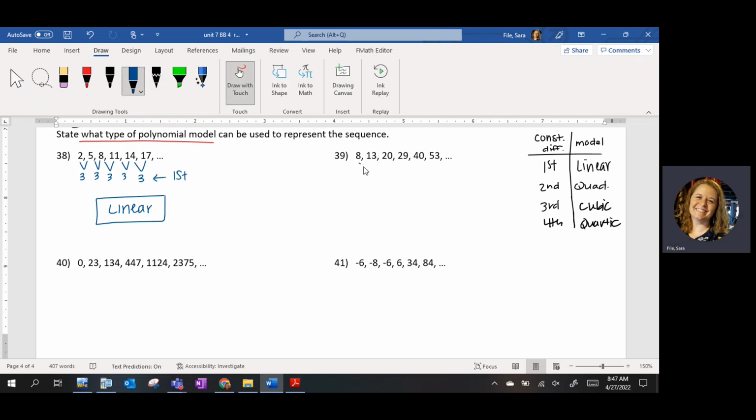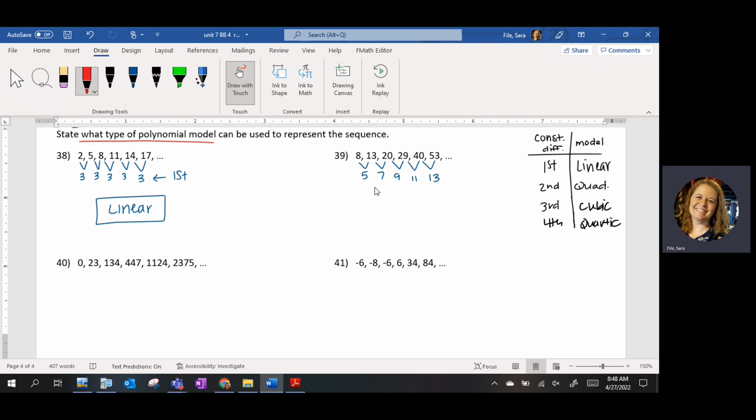Okay, so we're going to find the first difference here. See if it's linear as well, or if we'll have to do a little bit more work. So we ask ourselves, to get from 8 to 13, we have to add 5. To get from 13 to 20, we have to add 7. And that's 9, 11, 13. Definitely not the same, so it is not linear.